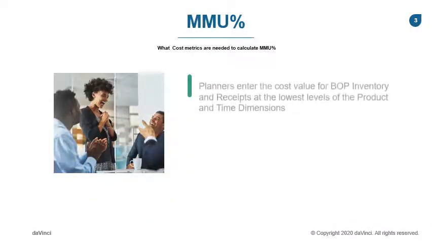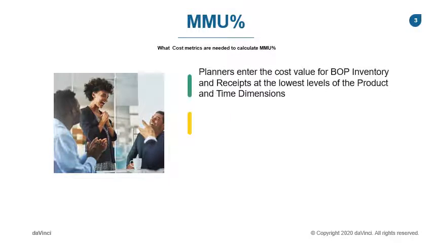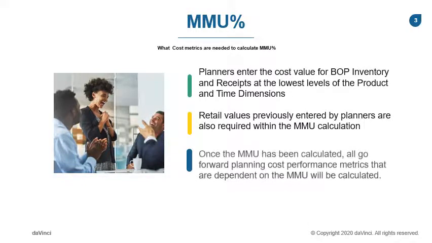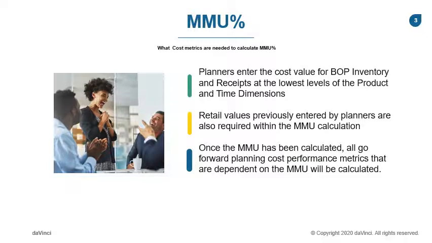In order to calculate the MMU%, the planners must enter the values for BOP inventory and receipts at cost. Both of these metrics are entered at the lowest level of the product hierarchy, perhaps class or subdepartment, and across time at the lowest level, which could be either a week or a month. Remember, BOP inventory is only entered at that week or month of the first period, as this will be updated based on the balance set calculation for the future periods.